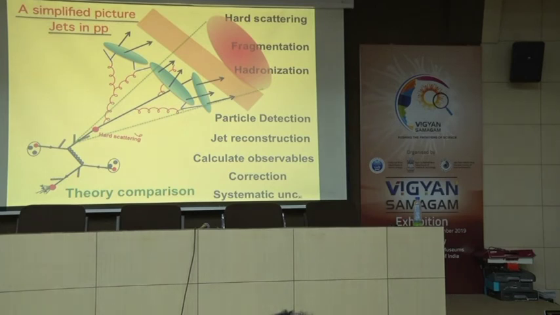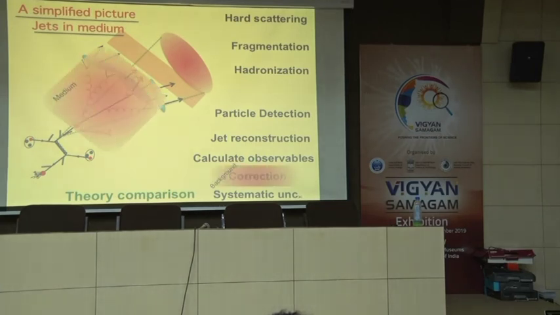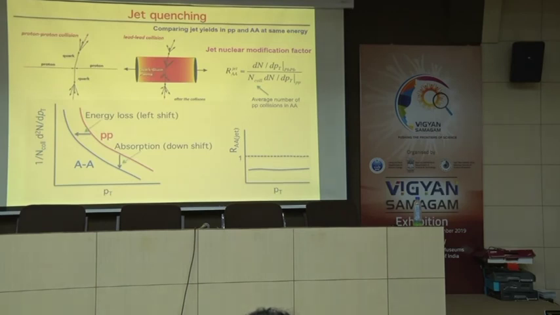So this is the situation when there is no medium. Let us say no medium is formed, there is no QGP, just two protons collided and jets are produced. But suppose our goal was to study the medium. So suppose there is a medium here. Now everything is happening inside the medium. In this case, there will be some modification of the jets.